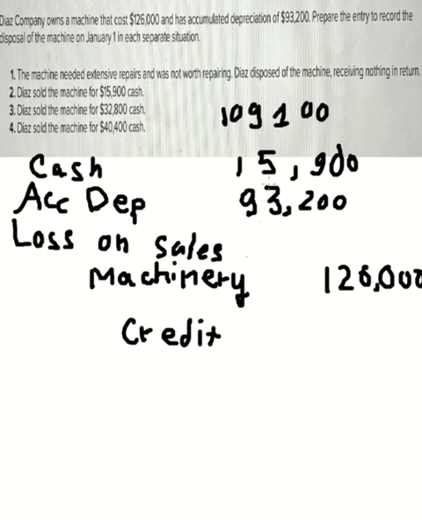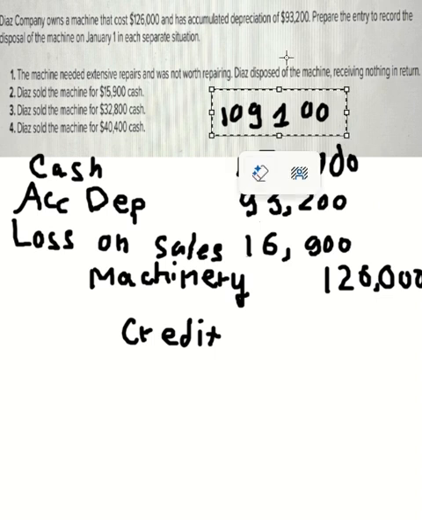Now we use this one minus all of them. You get about 16,900. And this is for question number 2.